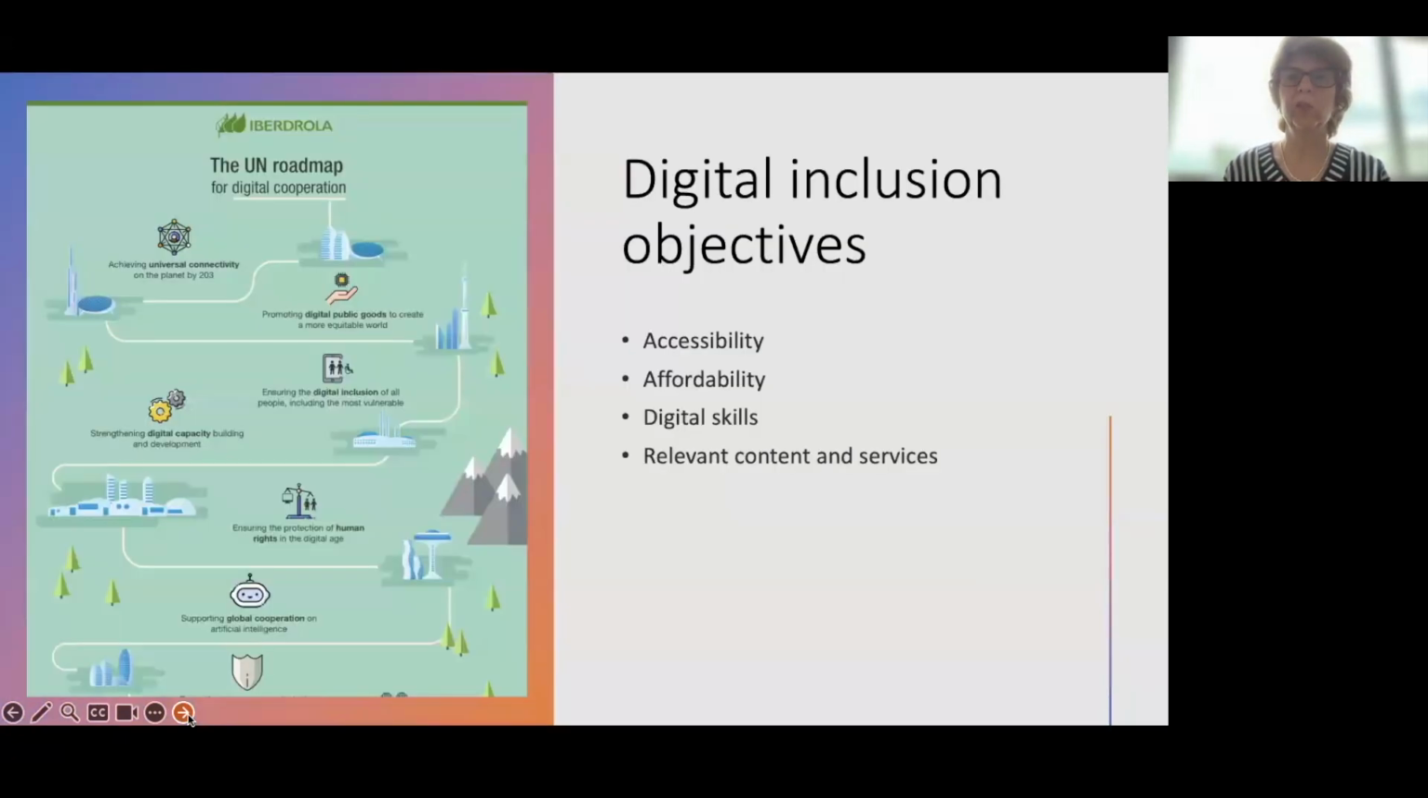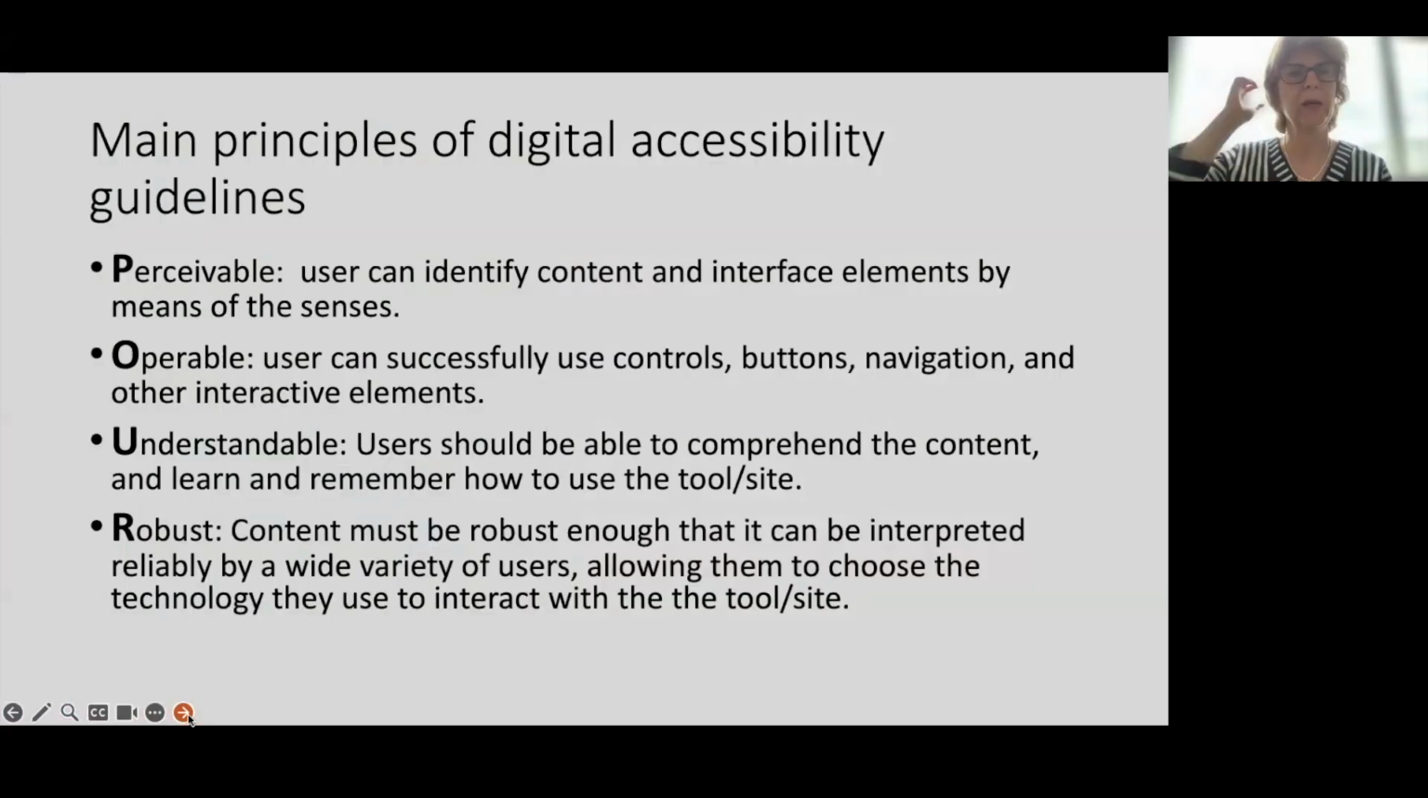And when it comes to digital inclusion objectives, particularly in the European Union, where I work in the UK, but I also have worked in different European projects, I really find it important to stress that these objectives, such as accessibility, affordability, development of digital skills, and relevant content and services, are key to what the UN also calls for in the roadmap for digital cooperation, right?